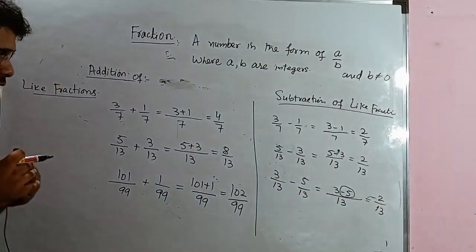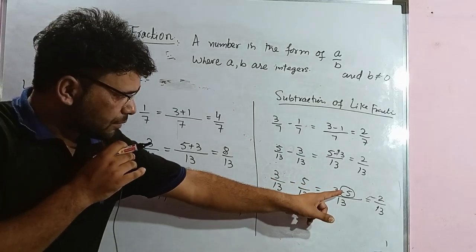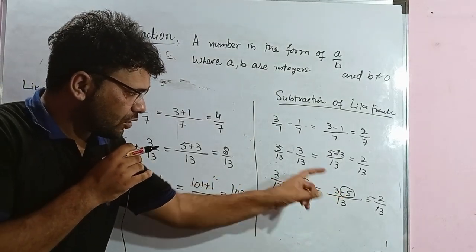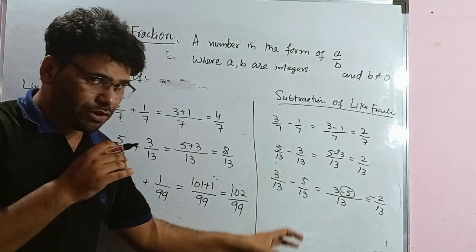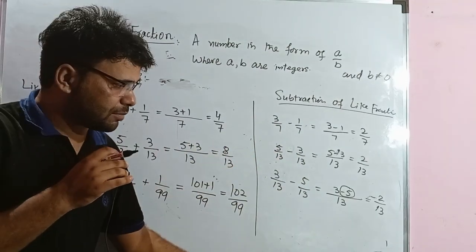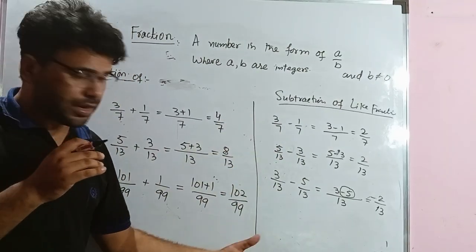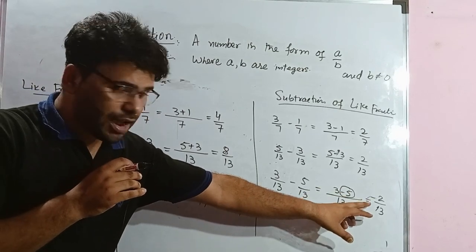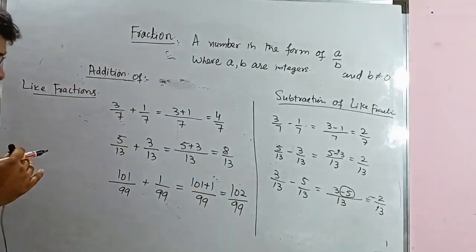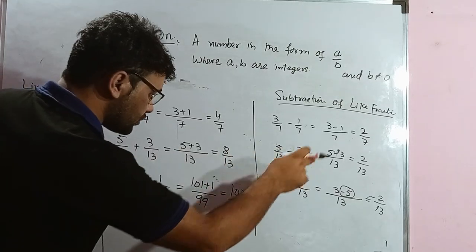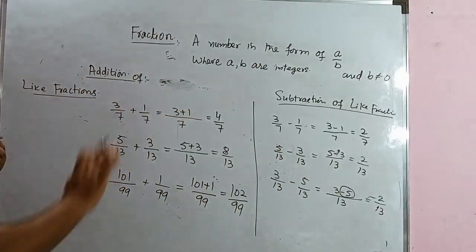You should keep watch on these things. Whenever we have the minus, always check whether it is along with the greater number or the smaller number. If it is along with the greater number, then we have to do the subtraction, and we have to write the minus sign along with the answer.